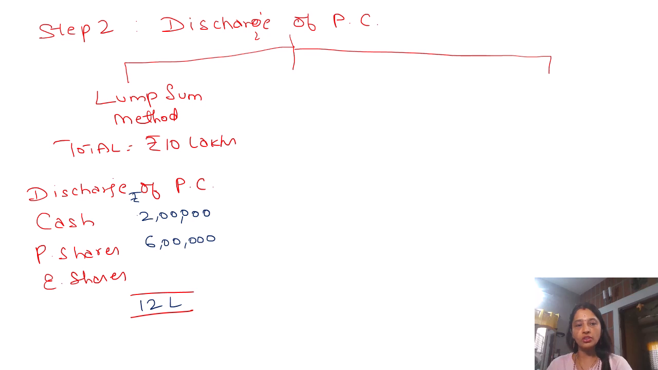Now we know the total. The total is 12 lakhs. Out of 12 lakhs, 6 lakhs preference shares, cash is 2 lakhs. So remaining is in the form of equity shares, that is the balancing figure. So balancing figure is 6 plus 2 is 8, 12 minus 8, that is 4 lakhs was given in the form of equity shares.